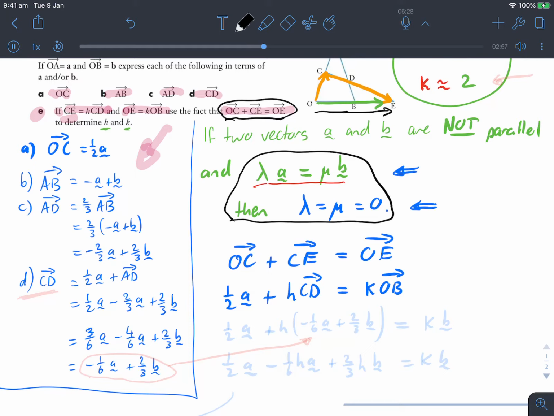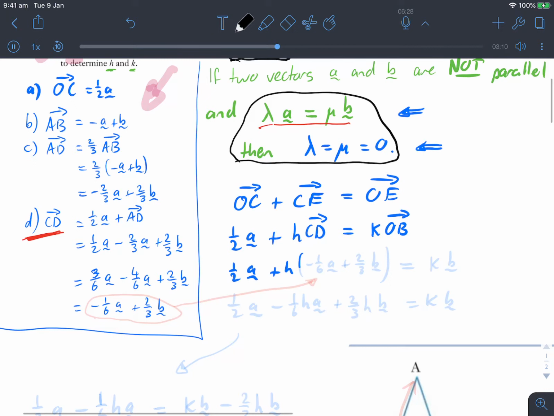In part D of the question, we had worked out what vector CD was equal to in terms of vectors A and B. So we'll substitute that in. We get half A plus H times, so vector CD was negative 1/6 A plus 2/3 B. Same goes for vector OB, which is in fact just B, so that would be K times B.